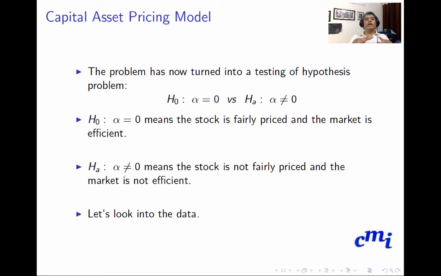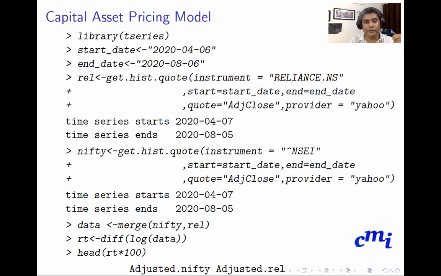Now, we have reduced the capital asset pricing model into a testing of hypothesis, which is effectively a regression model. And from the regression model, we have come down to a problem of intercept, whether the intercept of the regression model is zero or not. So I have just given you the R code here. I will just quickly explain.